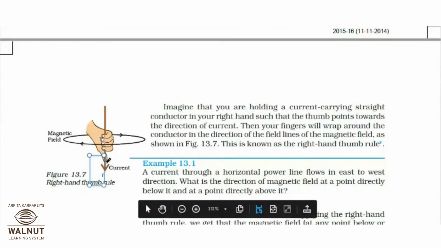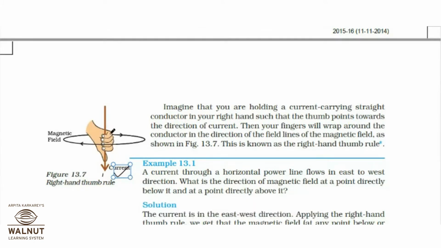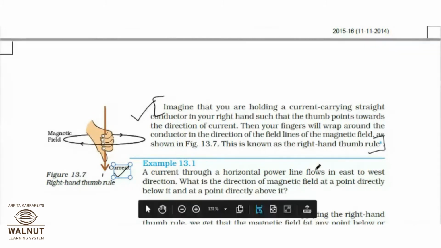Where should your thumb point? Your thumb should point towards the direction of the current. Now, depending upon how your other four fingers curl around the wire, that will give you the direction of the magnetic field. We will see how, but just for information, the statement is very important because this is going to be a subjective exam for term 2. So the chapter is for term 2, so you have to go through the statement of this particular rule. The statement is important. I will just show you one video.